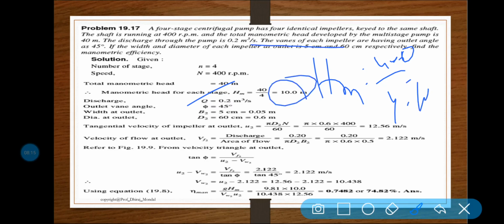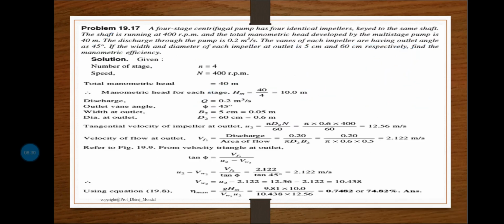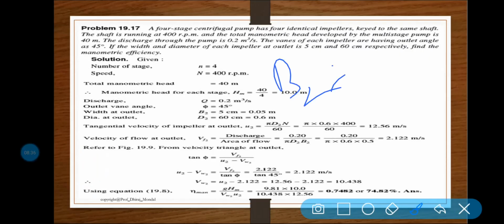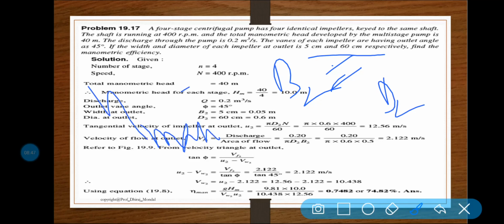The vanes of each impeller have outlet angle 45 degree. Again, 45 degree means phi is given. If the width and the diameter of each impeller at outlet are 5 centimeter and 60 centimeter respectively, that means b2 is given as 5 centimeter and D2 is given as 60 centimeter. Find the manometric efficiency. Manometric efficiency is g Hm by Vw2 U2. So Hm I already have: 40 by 4, that is 10.